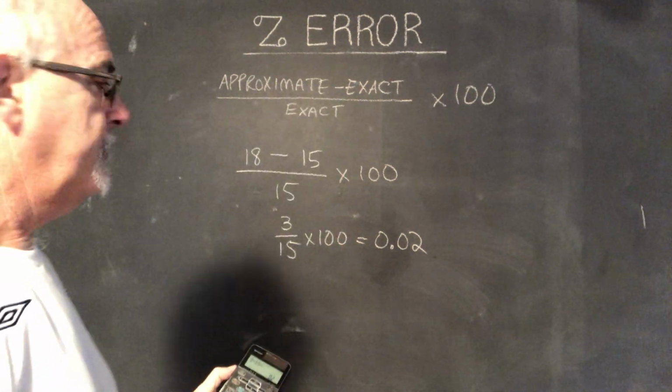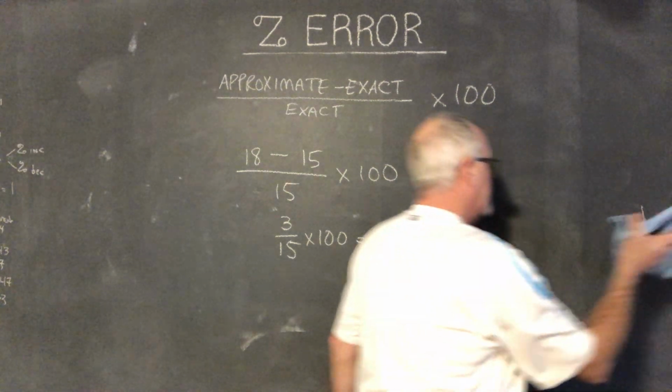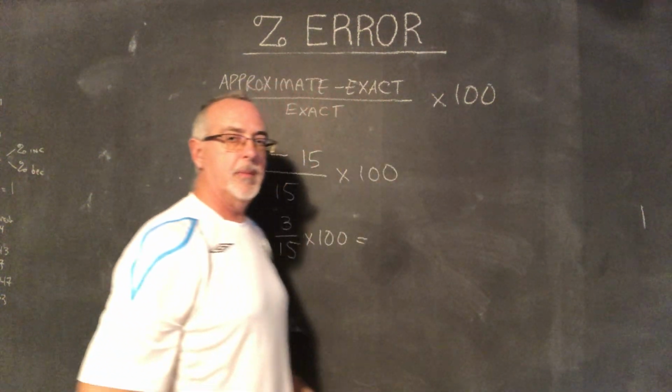Oh, I had it wrong. It's not 0.02. 0.02 is 2%. I'm glad I got the calculator. That would have been embarrassing. Well, it's kind of embarrassing anyway.